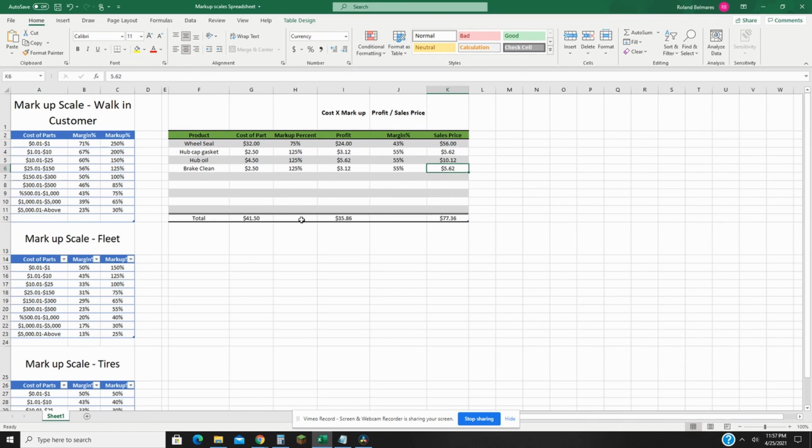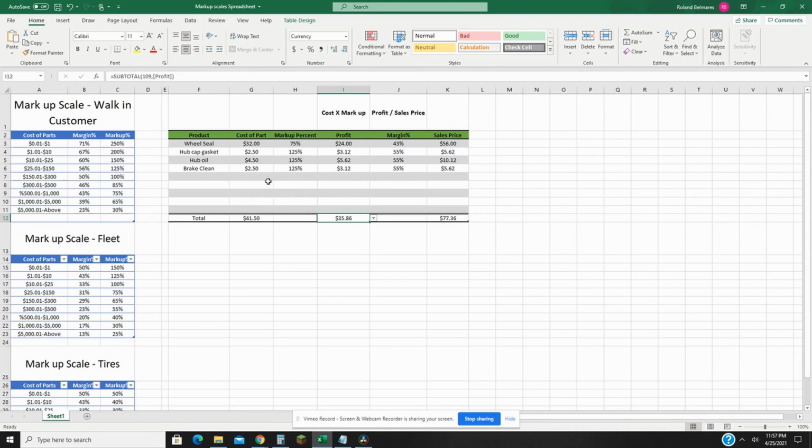Okay, so the total cost that you bought these parts for was $41.50. The total that you're charging is $77.36 for the parts. So now you made a profit of $35.86, which is awesome. That's what you need to know, what you're making. You need to know how much you're making off of your parts. It's very important.